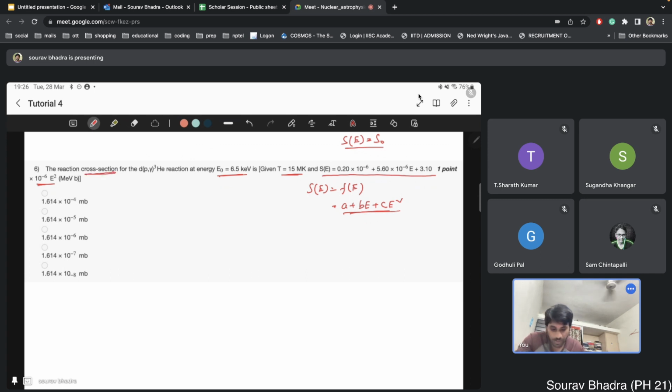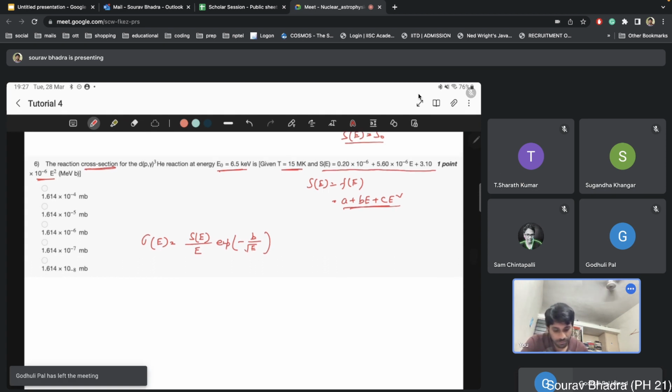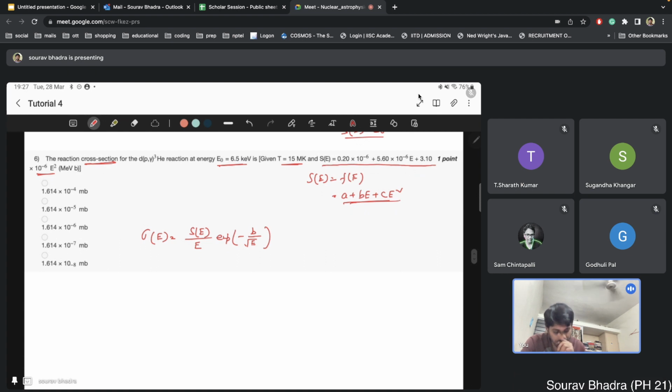Cross section means we have to calculate the sigma. And sigma(E), at the beginning I have written it as S(E) by E times exponential minus B by root E. It was from the first few slides, when I was deriving the theoretical background. So S(E) is this, and we have to calculate sigma(E). Here S(E) is also given in terms of energy, everything is given. Your energy E0, the peak value, is also given.